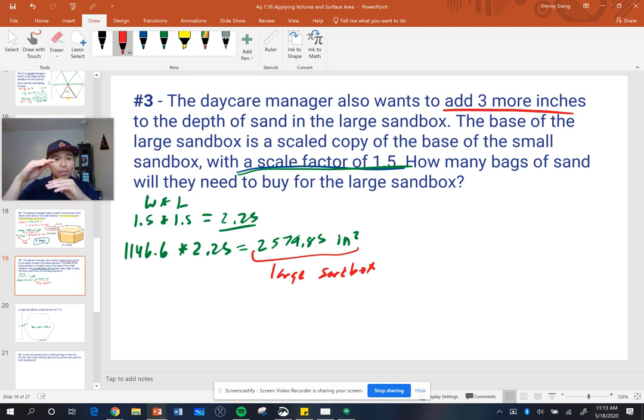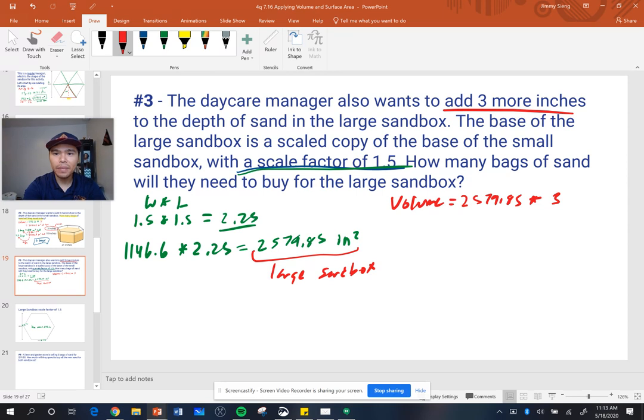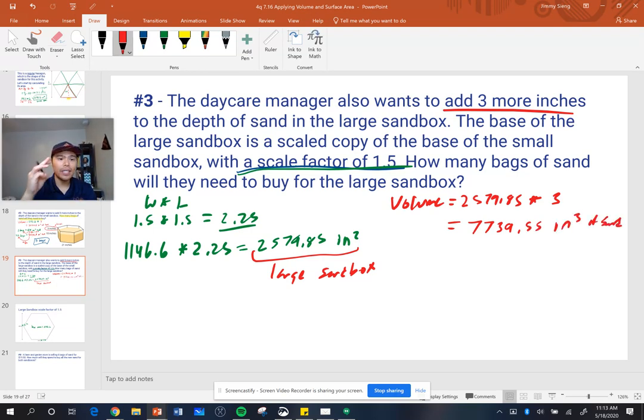So that's the volume of it, right? So now I know that my volume is going to equal the base area of the large sandbox, which is 2579.85, times the height I'm adding in, or the depth, which is 3, because that comes from the 3 more inches. And that gives me times 3. It's going to be a big number, but we get 7,739.55 inches cubed of sand. Just for those 3 inches, right?